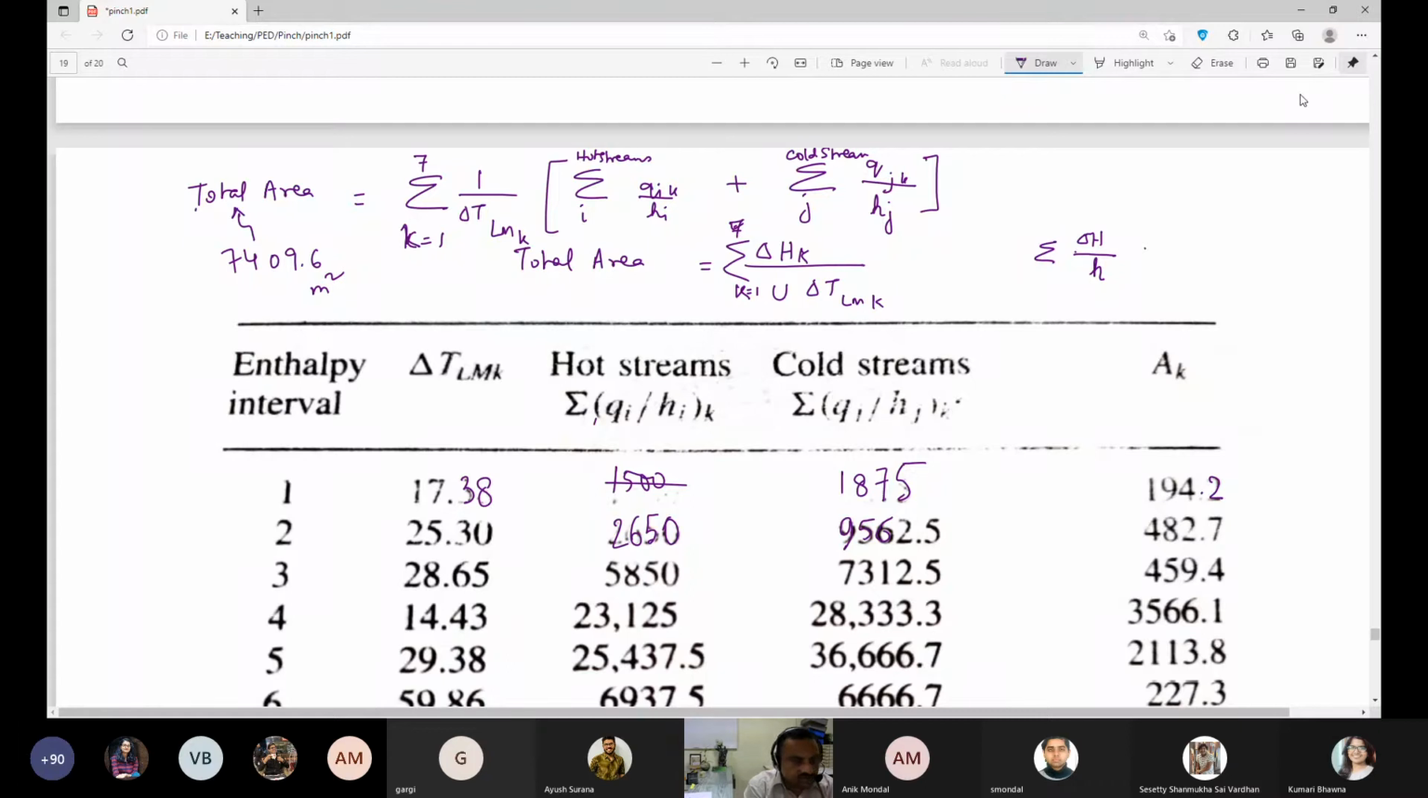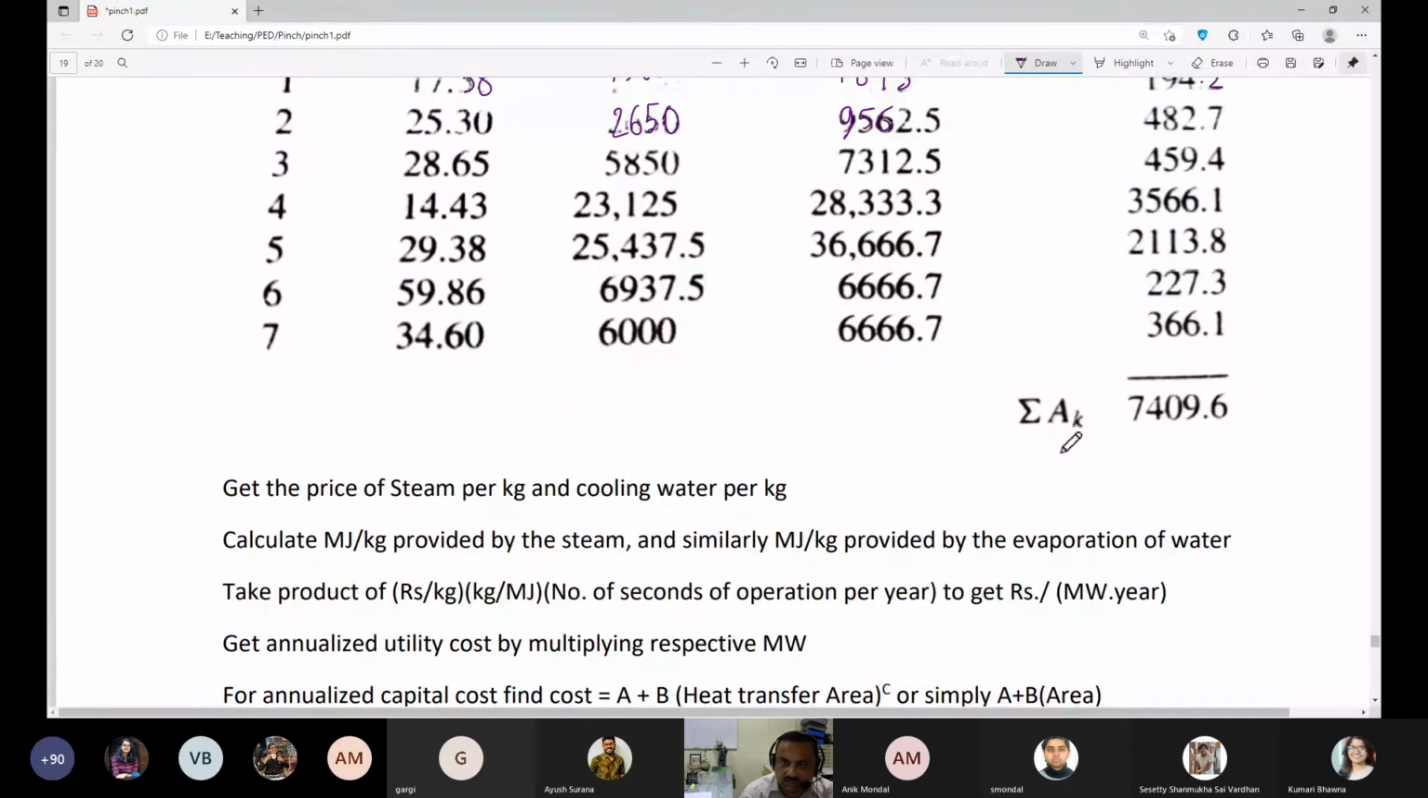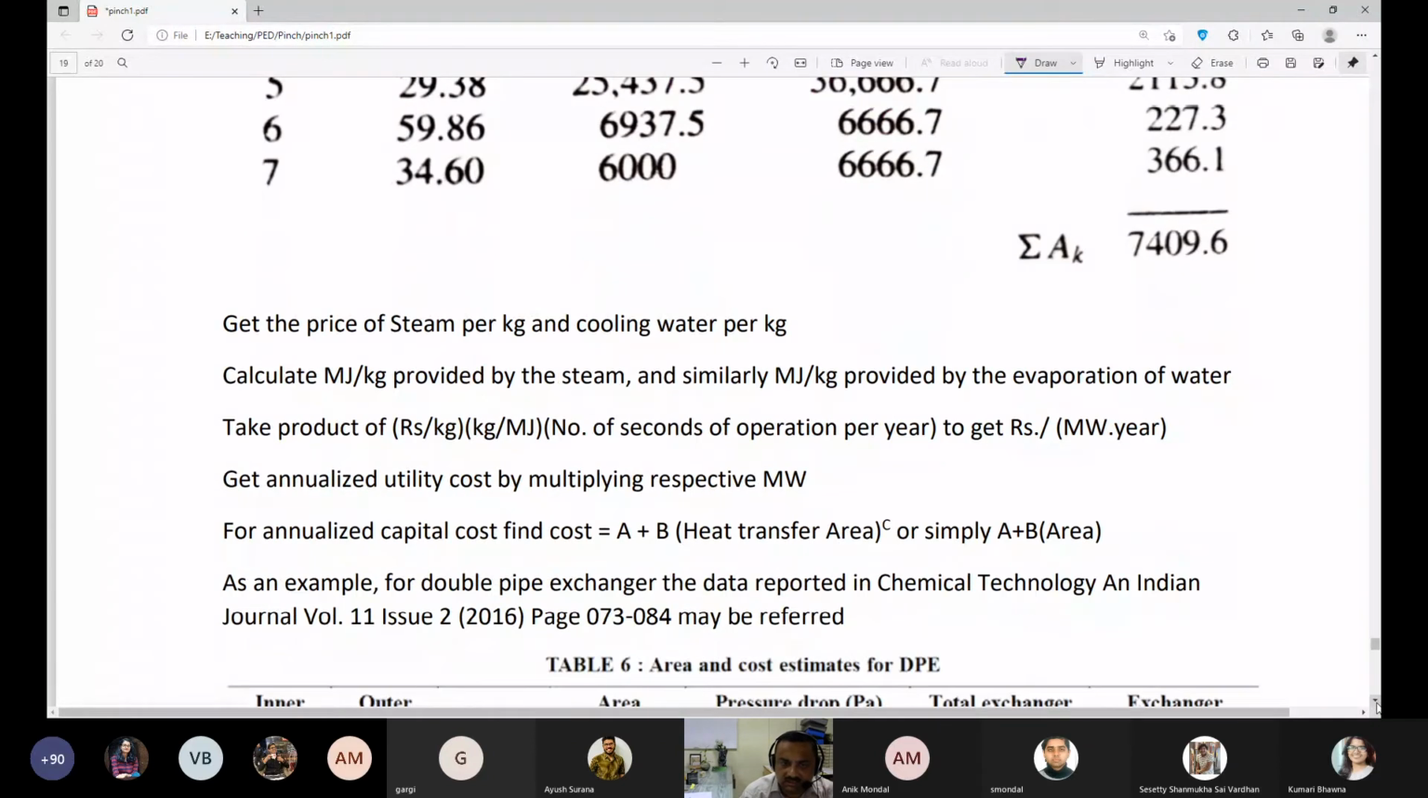This is how you look into it. This is the total area, because you are running this summation for k equal to 1 to 7, 1, 2, 3, 4, all the way to 7. So this is how you do this exercise and find the total area. Once you find the total area, you note down one thing: you have to find the annualized capital cost for the heat exchanger.